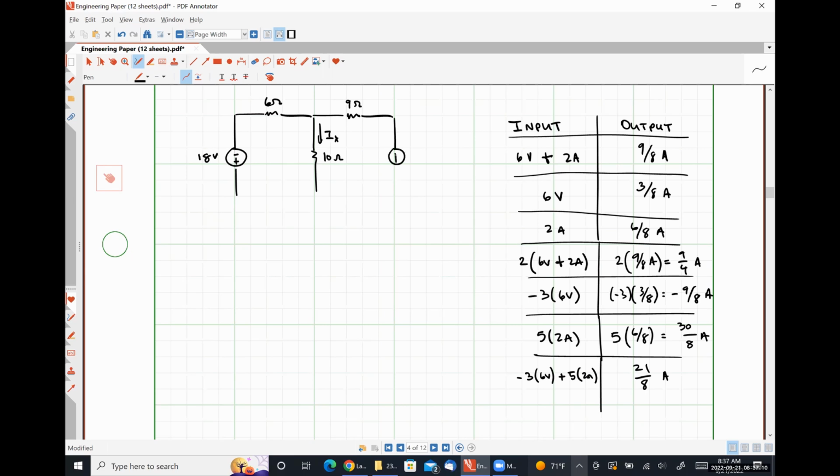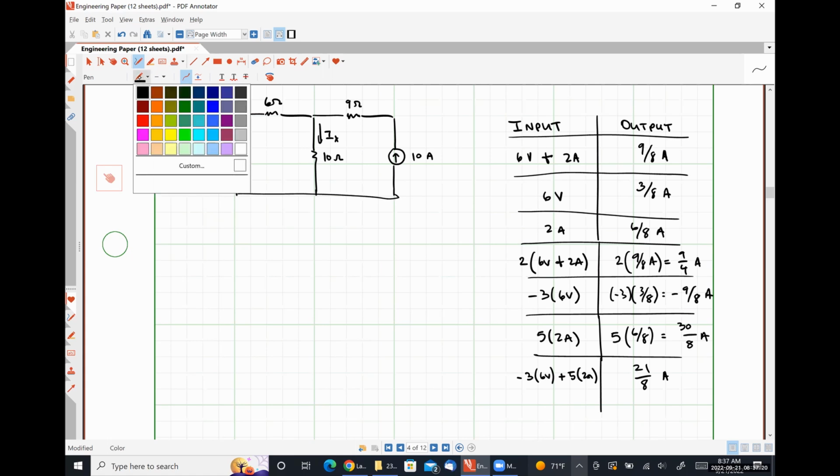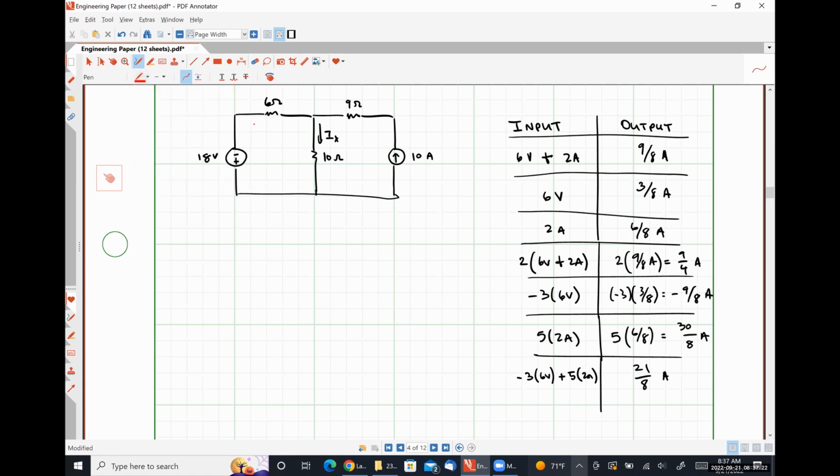Scaling my current source by a factor of 5 is going to give me a 10-amp current source. So let's just use the pieces of information that we need. This is V6, this is V10. This is I6. This is I9.